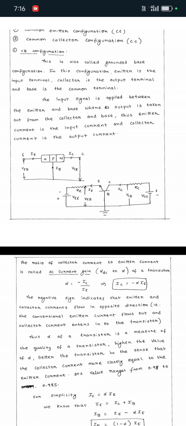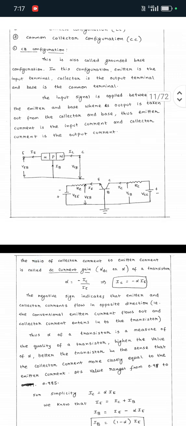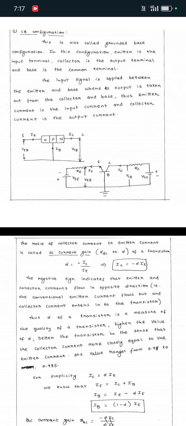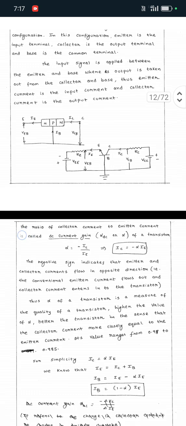So next, the common collector configuration. This is also called the grounded collector configuration. In this configuration, the base is the input terminal, the emitter is the output terminal, and the collector is the common terminal. Okay, so in detail we will discuss the common base configuration. Common base means the base is grounded, the input is the emitter, and the collector is the output.